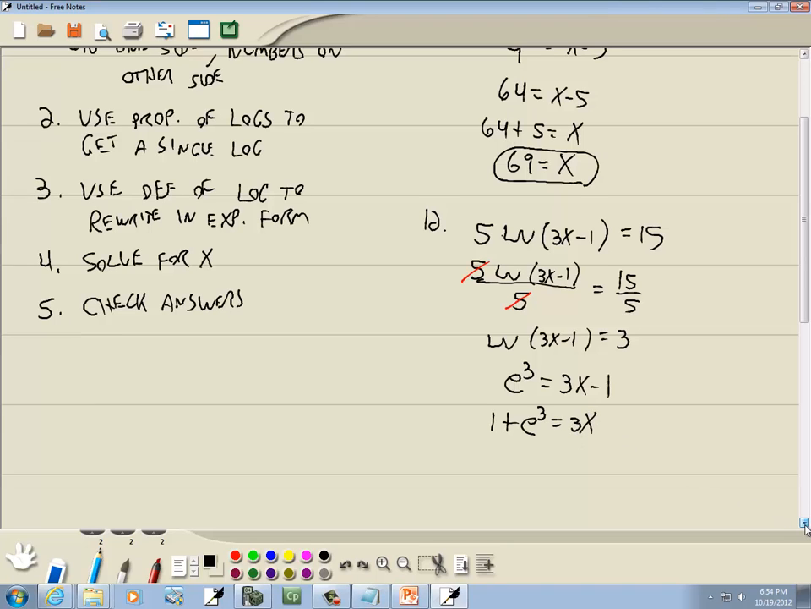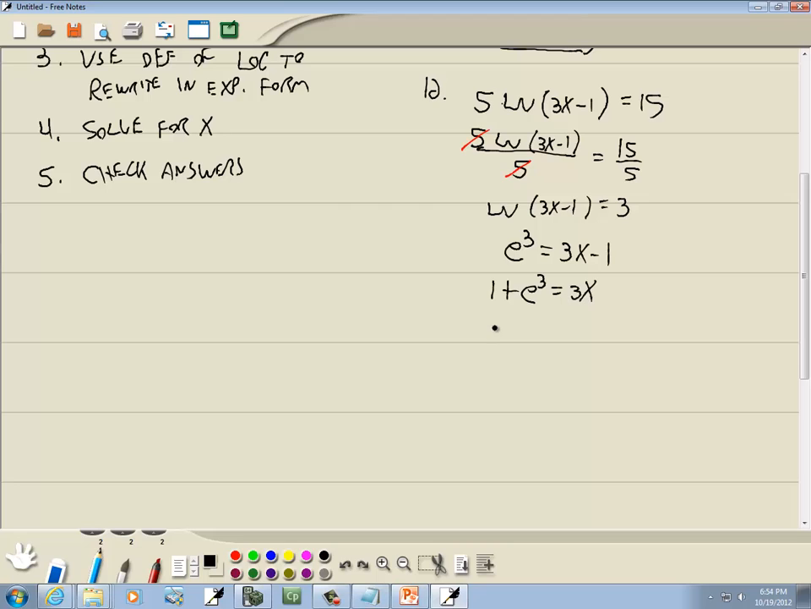And now we'll divide both sides by 3 to get the x by itself. So 1 plus e to the third over 3 is equal to 3x over 3. Those 3's cancel. And we got x is equal to 1 plus e to the third over 3. And that's our answer. You would plug it back up here, but it doesn't cause a log of 0 or log of negative numbers, so we're okay.